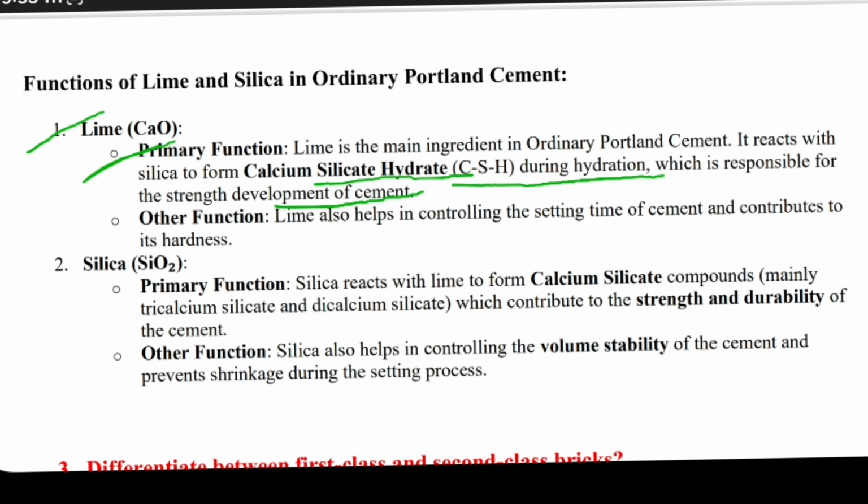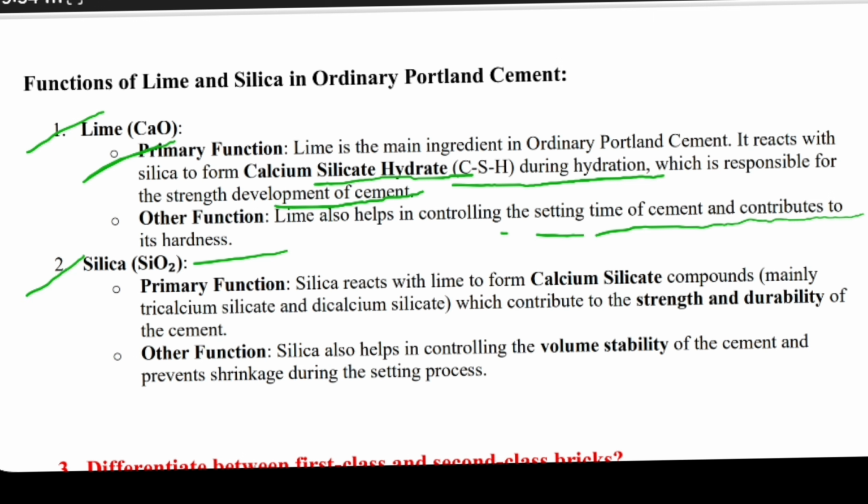So what is the function of the lime present in ordinary cement? It helps you to control the setting time of the cement and contributes to hardening. It gives good strength to the cement. So that is the main function of the lime.